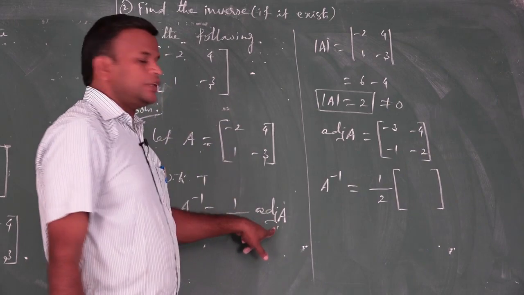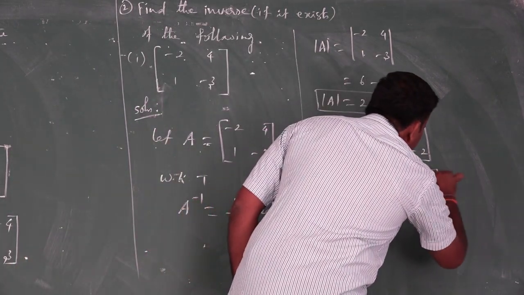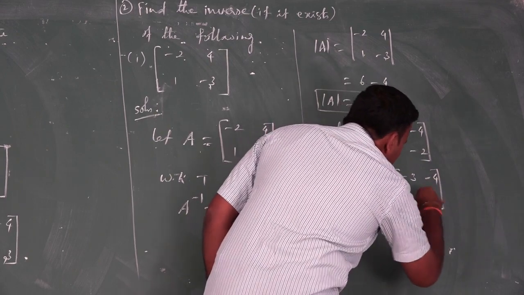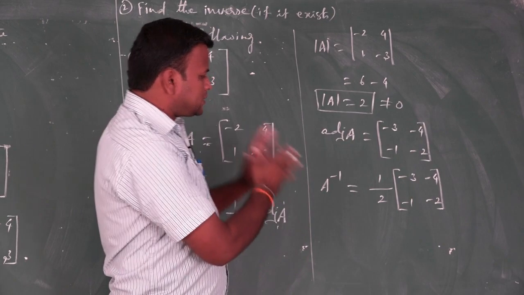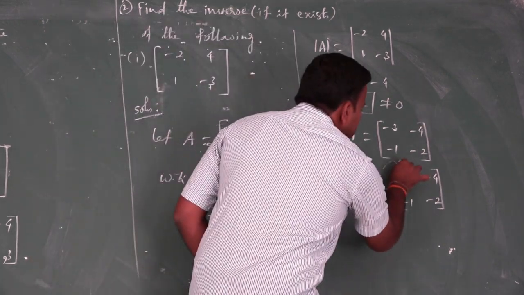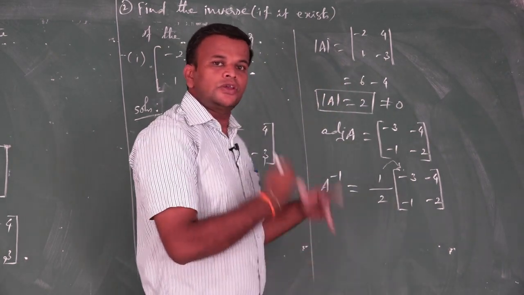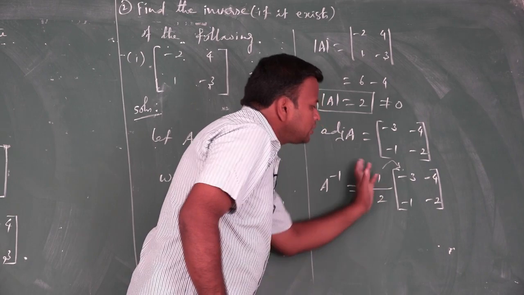Then adjoint A. The value of the adjoint A is minus 3, minus 4, minus 1 and minus 2. You leave it as it is. Or, sir, I multiply 1 by 2 inside. Okay, it's also an answer. Suppose one or two students ask, sir, 1 by 2 I will multiply inside.